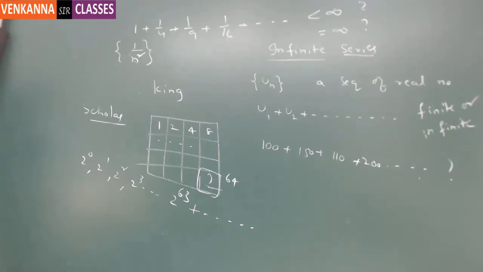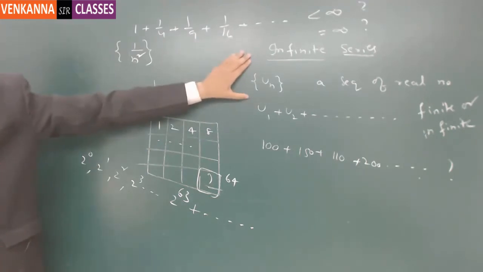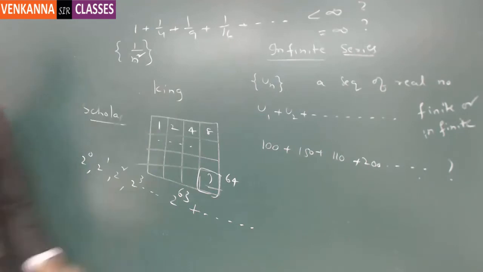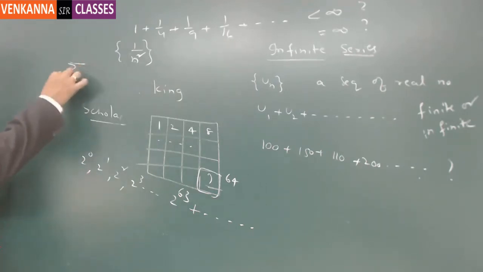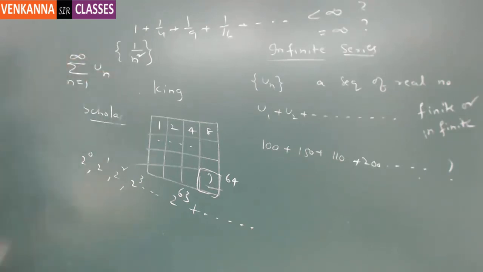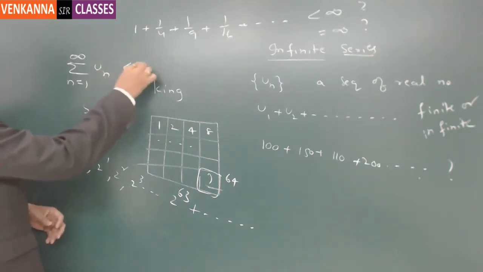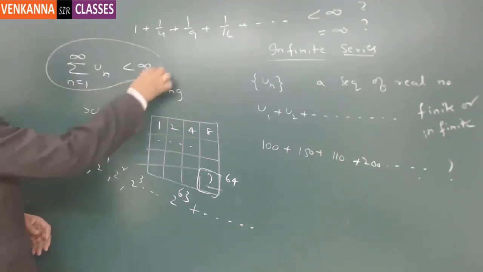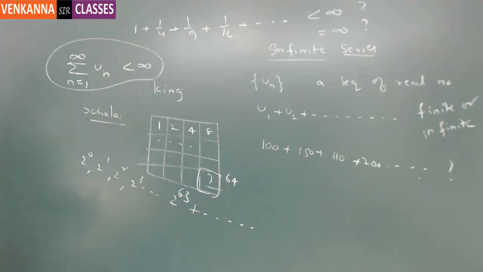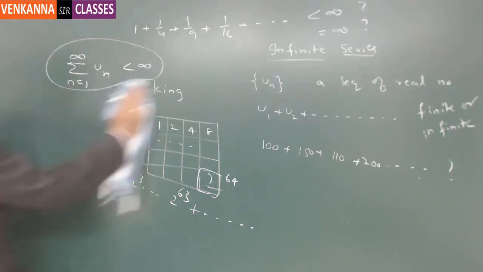So the whole concept of infinite series is, you will be given a sequence of real numbers. Obviously, the values are positive usually, and you are calculating the infinite sum, summation n is equal to 1 to infinity un. And you are simply checking whether this infinite sum is finite or not. That is the only thing left with you. That's all. Nothing else is there.